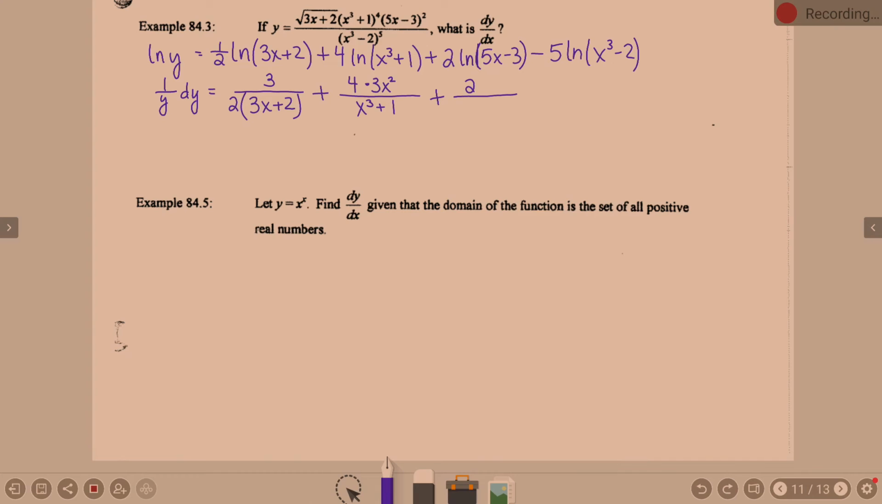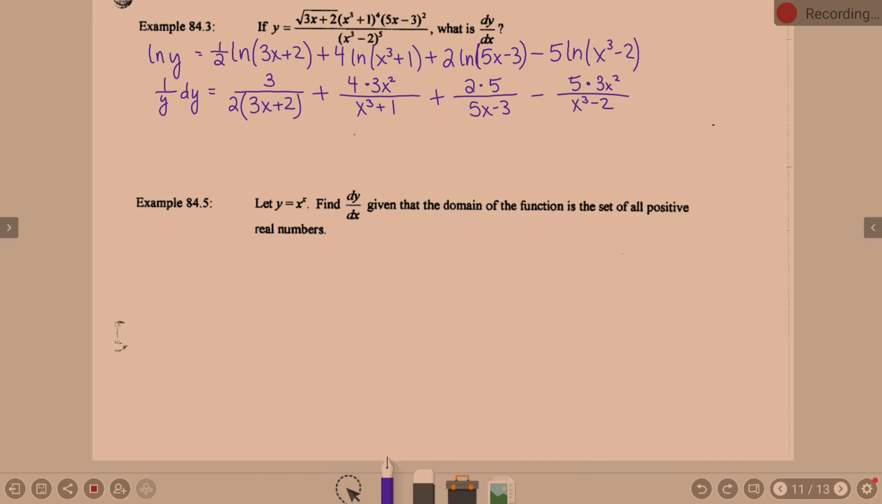So derivative of natural log 5x minus 3 is 1 over 5x minus 3 times the derivative of 5x minus 3, which is times 5, and the 2 is already there. Minus, we have 5 on top, derivative of natural log of x cubed minus 2 is 1 over x cubed minus 2, times the derivative of x cubed minus 2, which is 3x squared.